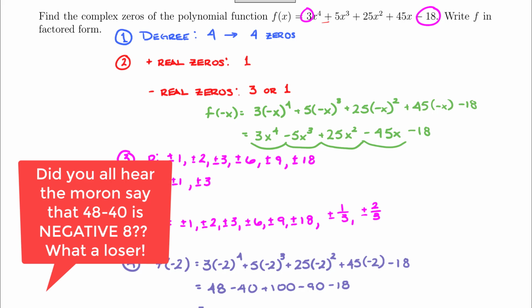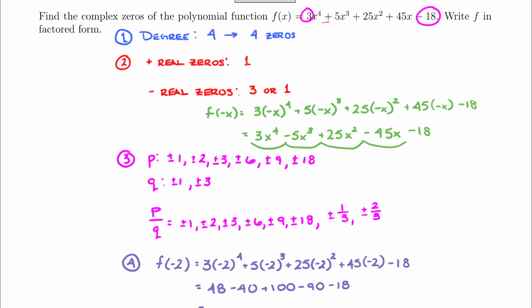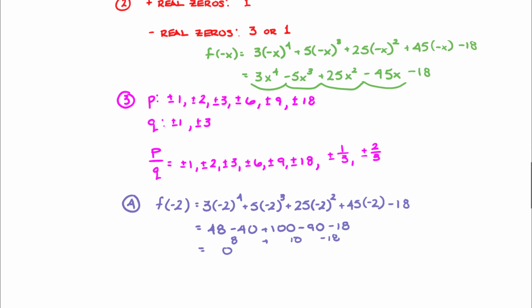92. Wait a second. I don't know why I was getting so worked up. I was thinking too far ahead. 48 minus 40 is positive 8. 100 minus 90 is 10. And then we have minus 18. 8 plus 10 is 18. Minus 18 does, in fact, equal 0. So what this implies then is that x plus 2 is a factor of our polynomial.